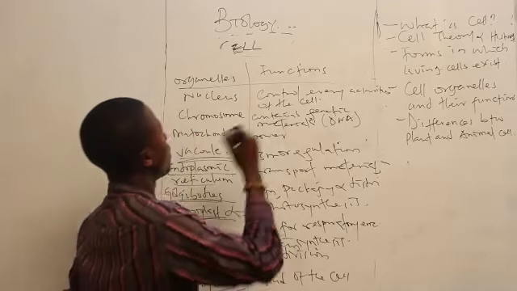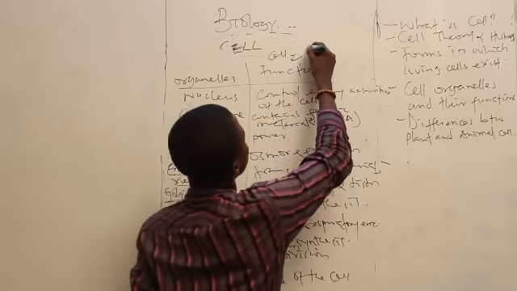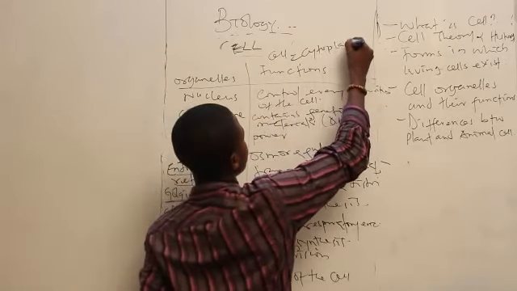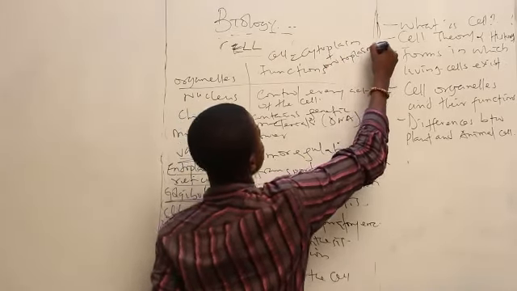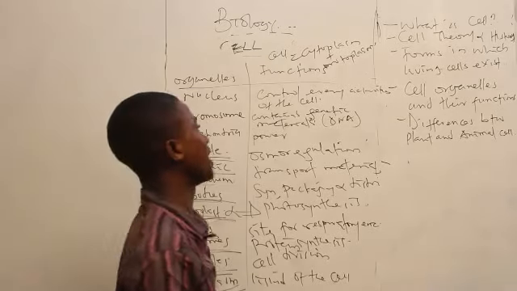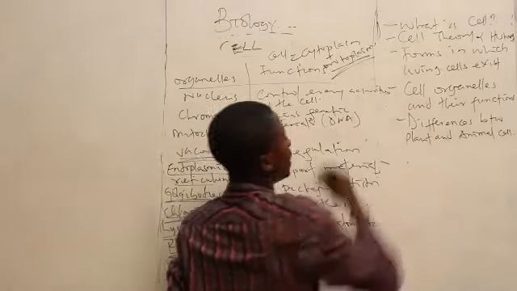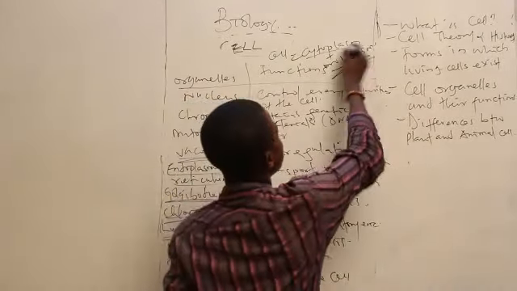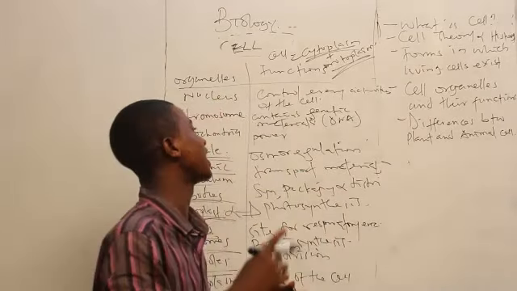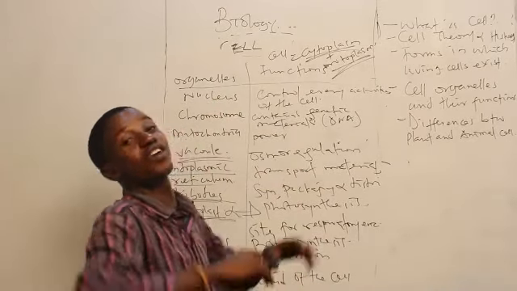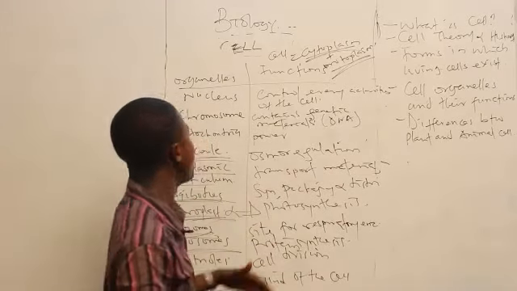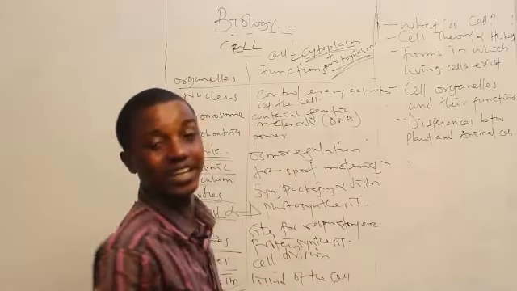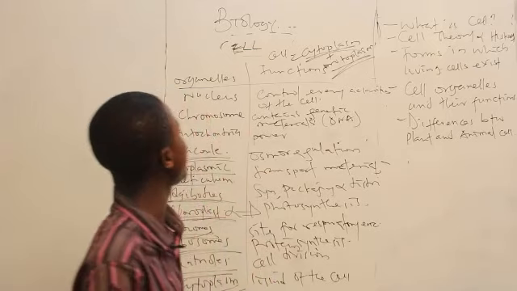Now basically, whenever you hear the word cell, cell is cytoplasm plus protoplasm. Protoplasm is the living component of the cell, while cytoplasm is non-living. It is basically the surrounding of the cell, the liquid portion of the cell, where every organelle resides. So let's just take it again.